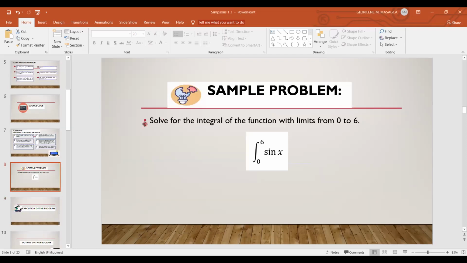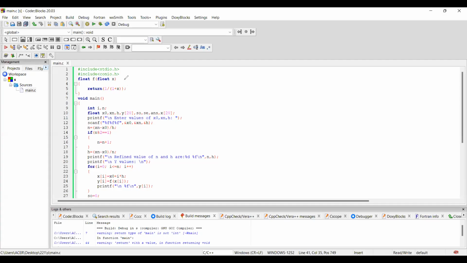So sample problem. Solve for the integral of the function with limits from 0 to 6. So the function is the integral of sine x within the limits of 0 to 6. So let's use the C program to solve for this one. So here, let's input the f(x) function. So the function is sine x.